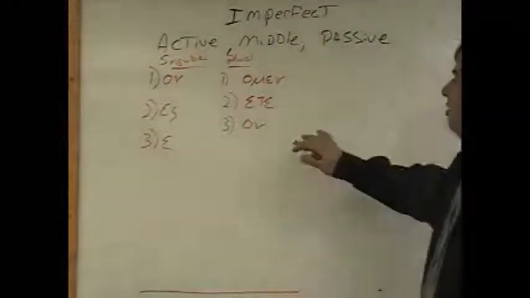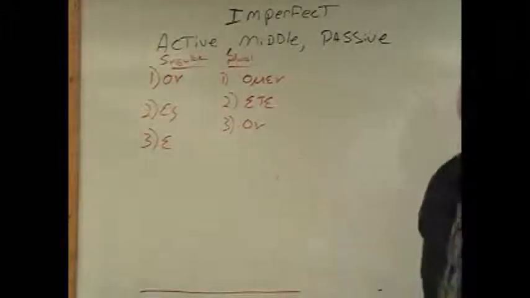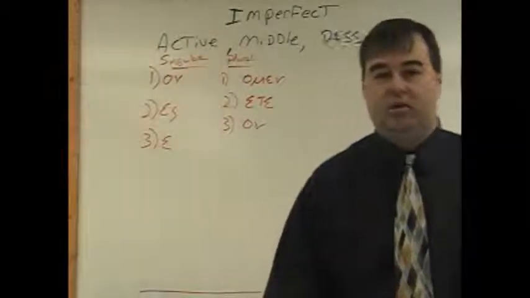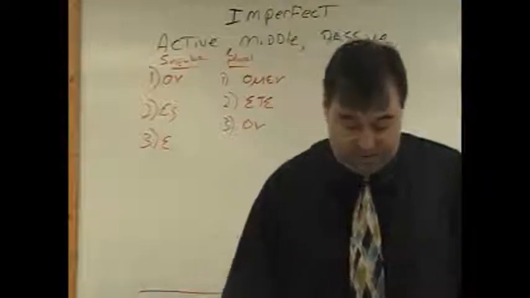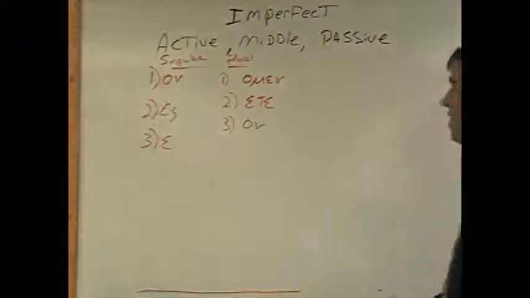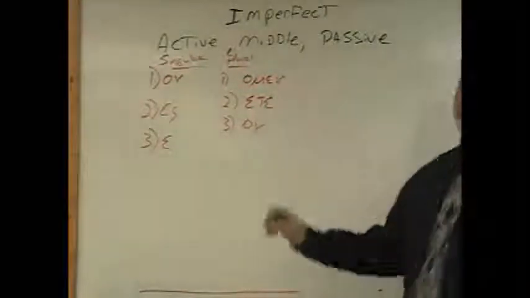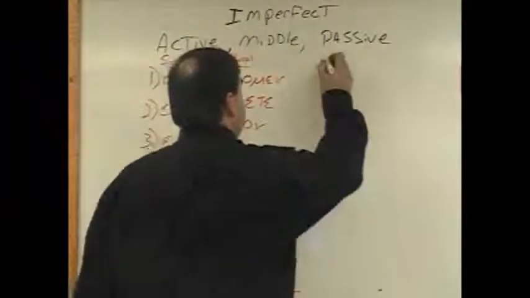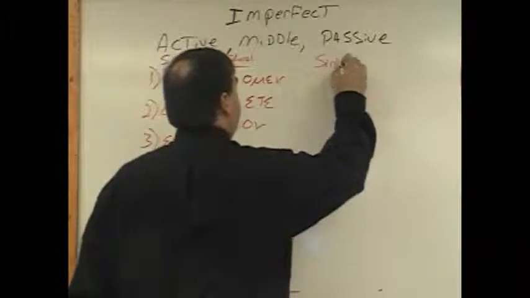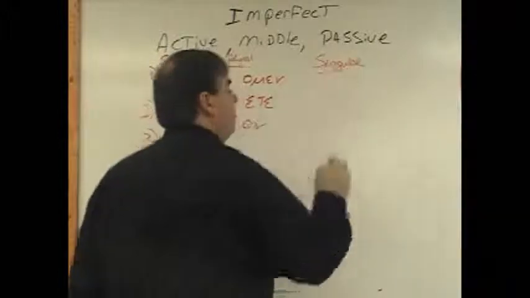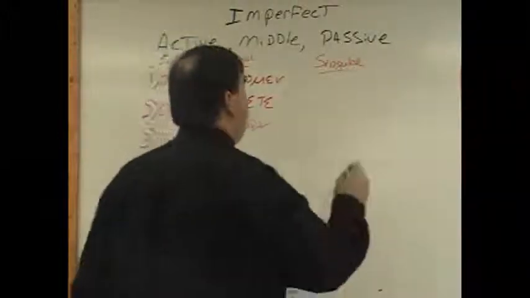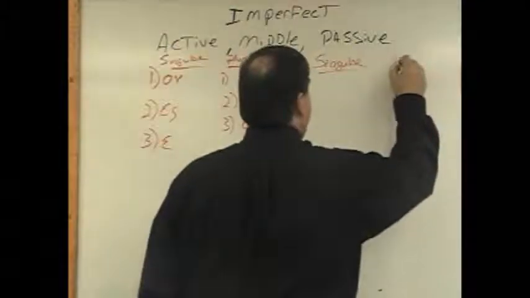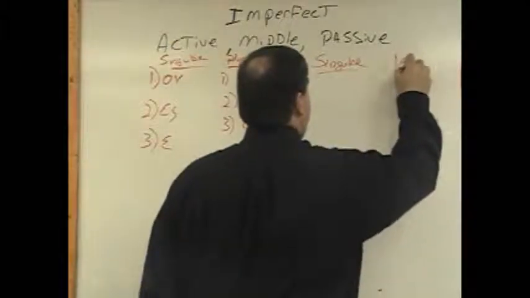You may also notice that the amen and the ete you've seen before, in the present active ending. So you may be thinking, how am I going to know the difference? I'll explain that in a minute. But just for the moment, let's go to singular and plural of the middle and passive. In the imperfect, the middle and passive are the same.